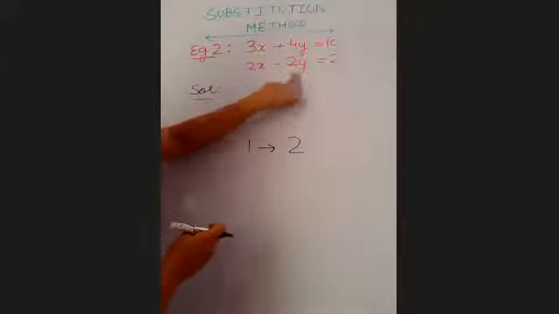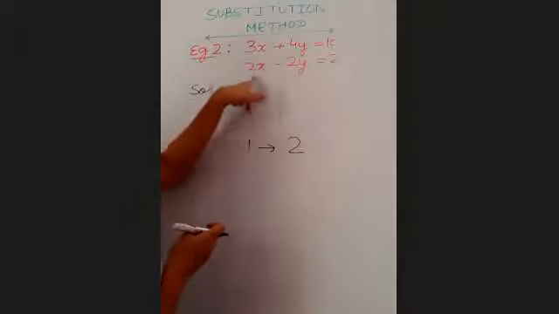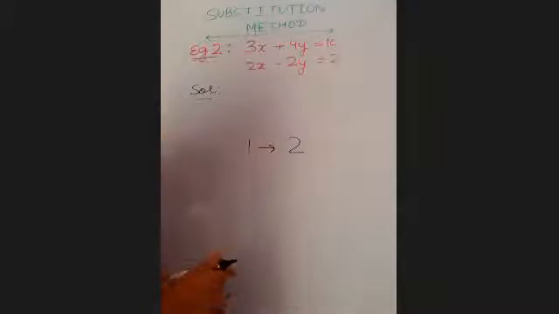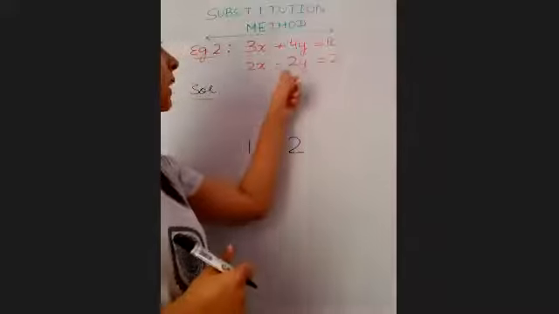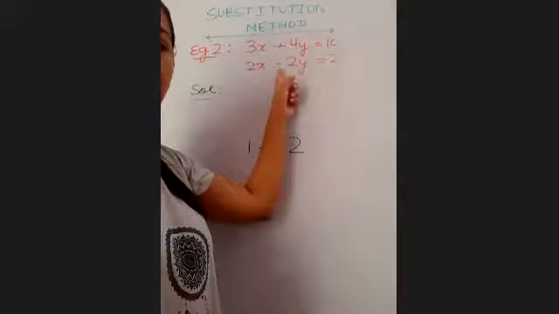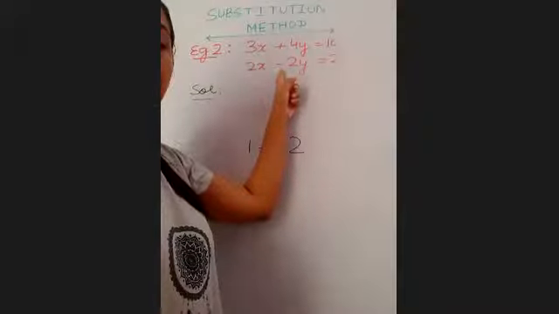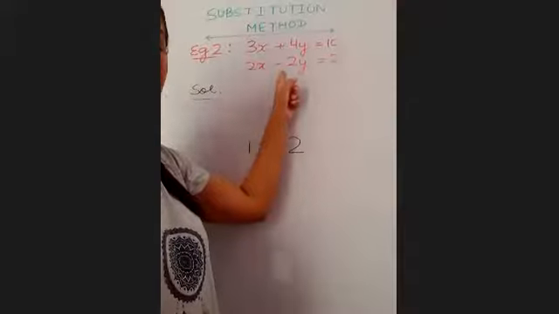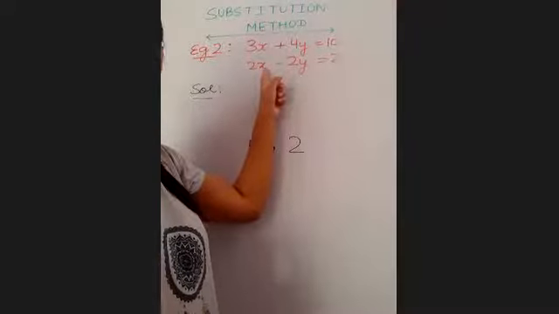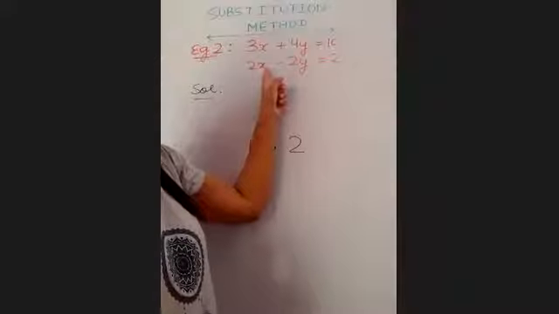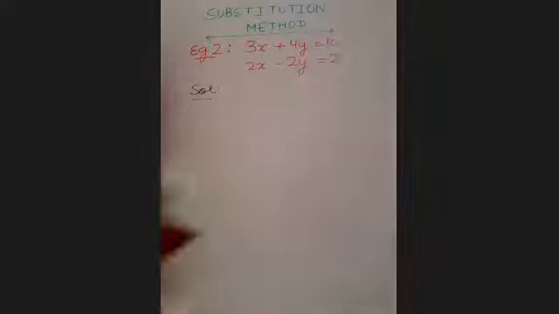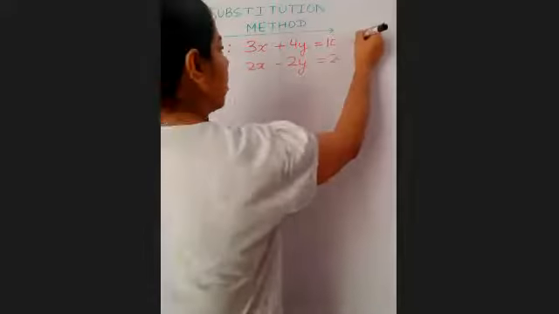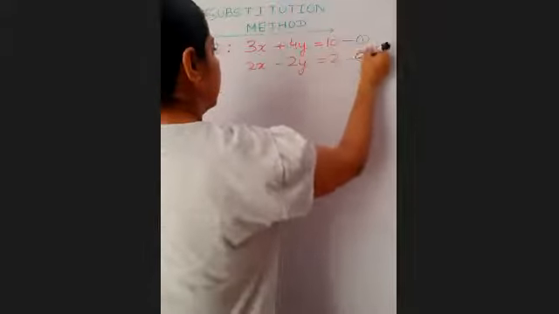Which one do you think will be better to substitute? One is x, positive, the other is y, negative. Children, see, y is negative. It will be difficult to deal with a negative number as compared to a positive number. So we shall deal with a positive one. So we shall take 2x. It is always better to go for a positive thing.